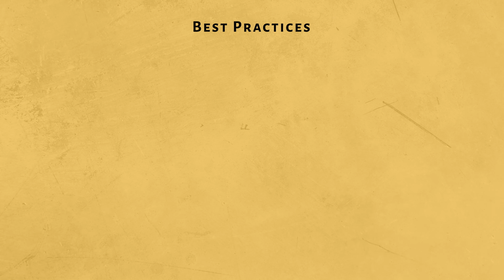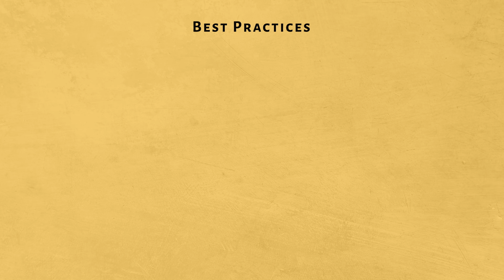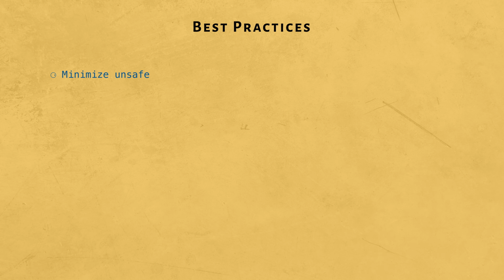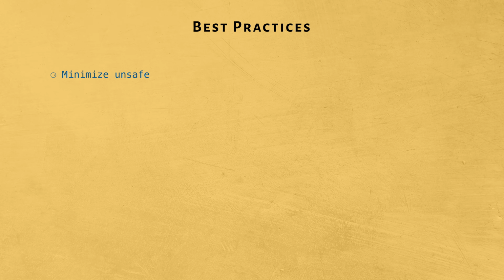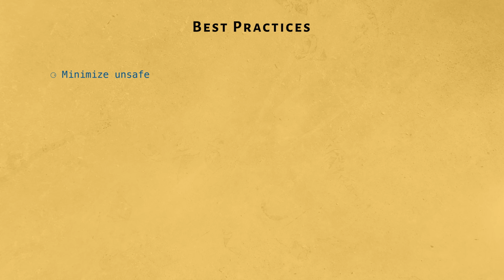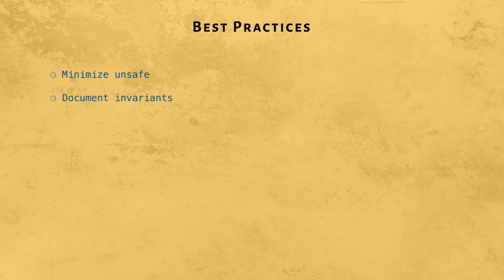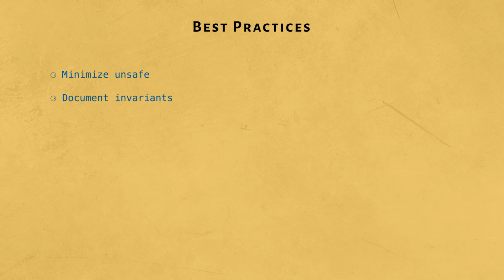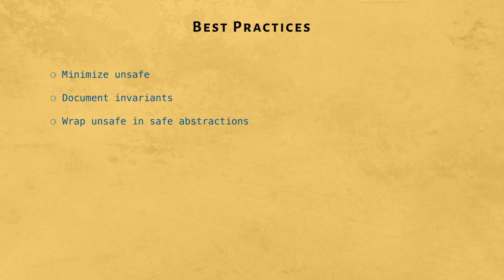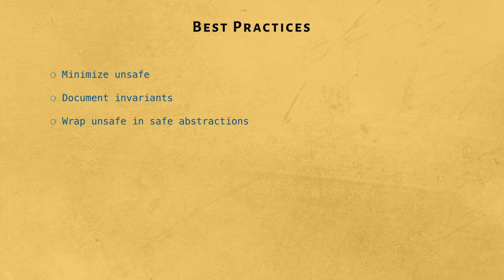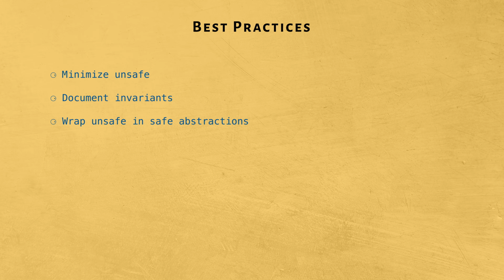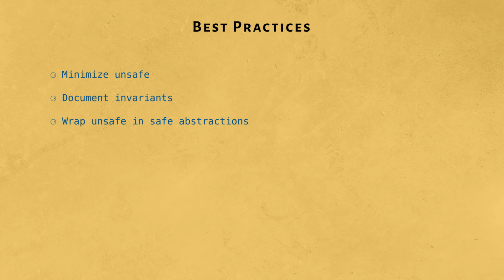Finally, let's cover a few best practices I always recommend. First, minimize unsafe. Use unsafe only where necessary and keep the unsafe blocks as small as possible. The smaller the unsafe block, the easier it is to audit. Second, document invariants. If you write an unsafe function, comment exactly what the caller must guarantee. Third, wrap unsafe in safe abstractions. Expose a safe API that enforces invariants for users of your library. Consumers should not have to write unsafe to use your type.